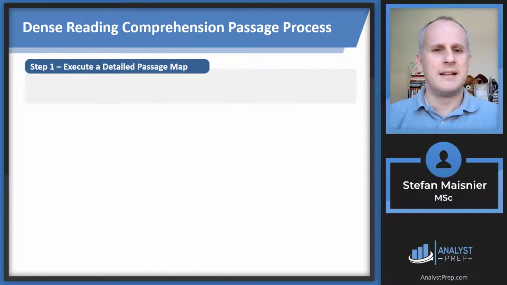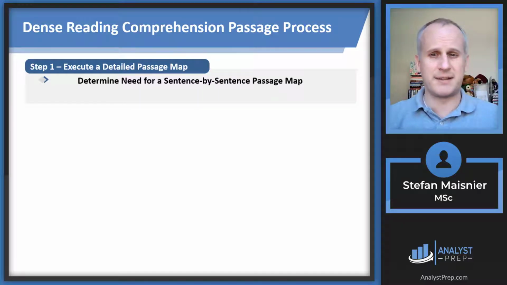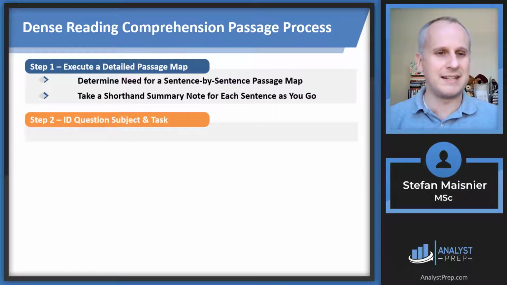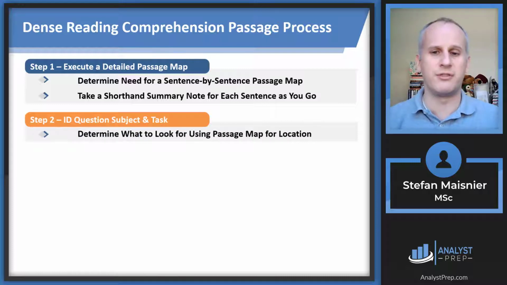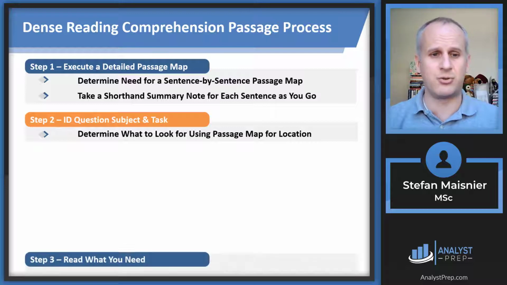So here's our process when we're engaging with these dense reading comprehension passages. Consider executing a detailed passage map first. So determine the need for a sentence-by-sentence passage map. You've got to commit and you've got to decide early. But if you do it, you just have to work through the pieces and take that shorthand summary note for each sentence as you go. Then you're going to identify the question, subject, and task as you go along. So determine what to look for using the passage map for your location as you individually address each question.